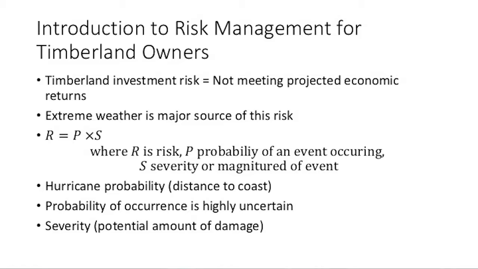And extreme weather events are a major source of this kind of risk. So if we think about it in terms of an equation, risk would equal the probability of a certain event occurring times its severity or the magnitude of that event. So, for example, hurricane probability. The closer you are to the coast, the higher that probability. Now, it's certainly uncertain, but it could happen.